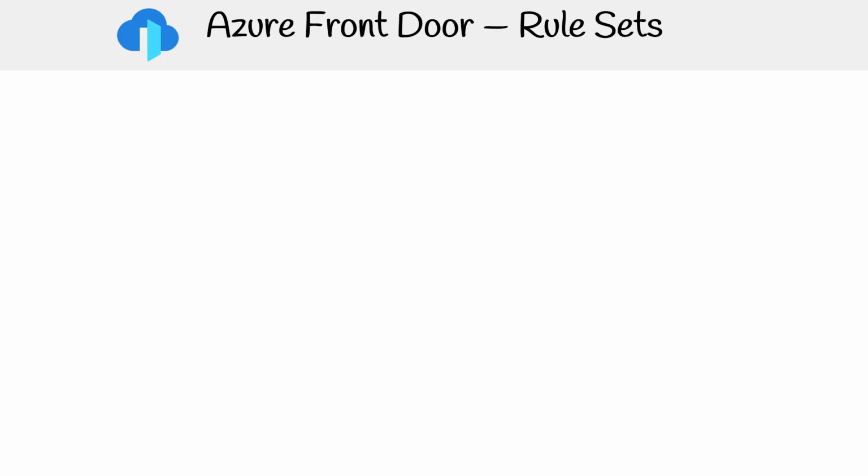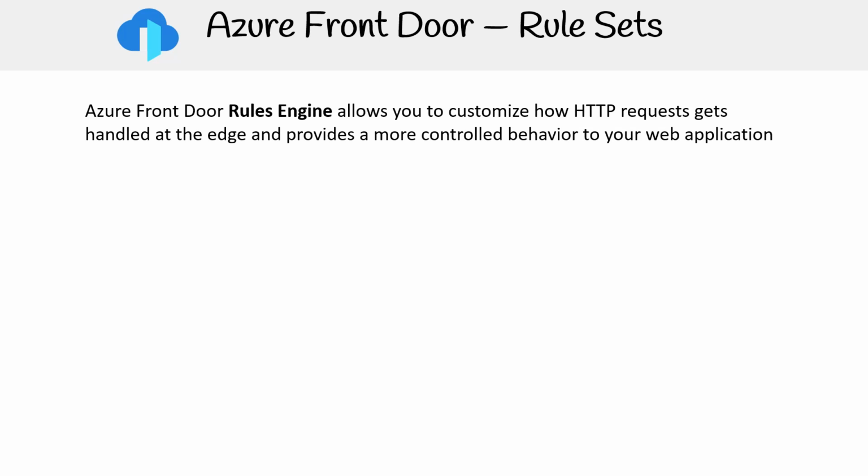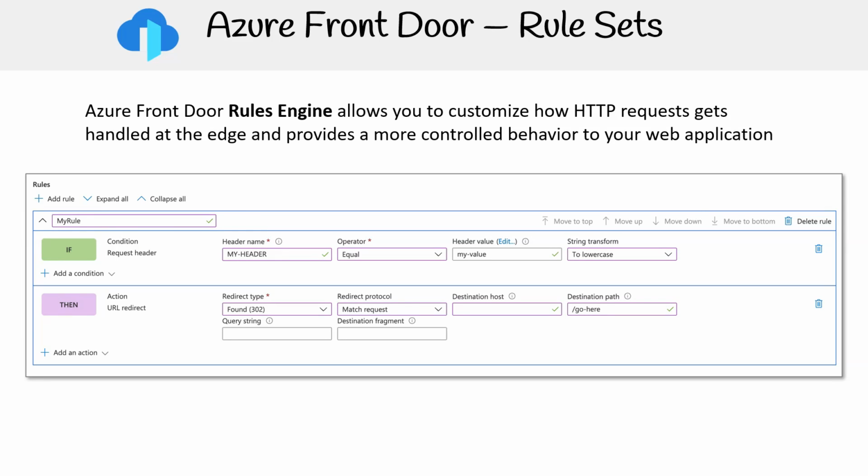The next topic we'll be covering are rule sets in Azure Front Door. Azure Front Door Rules Engine allows you to customize how HTTP requests get handled at the edge and provides more controlled behavior to your web application. This interface is a configuration screen for defining rules in Azure Front Door, a content delivery and application acceleration service.